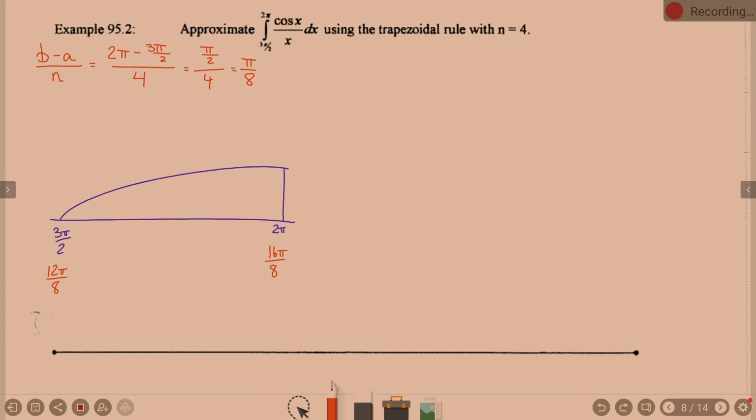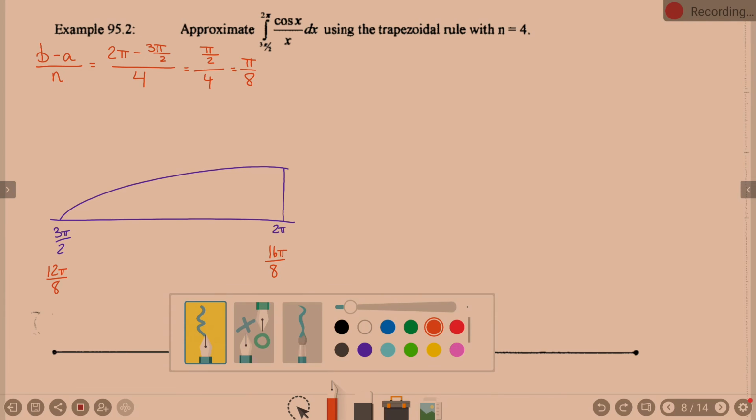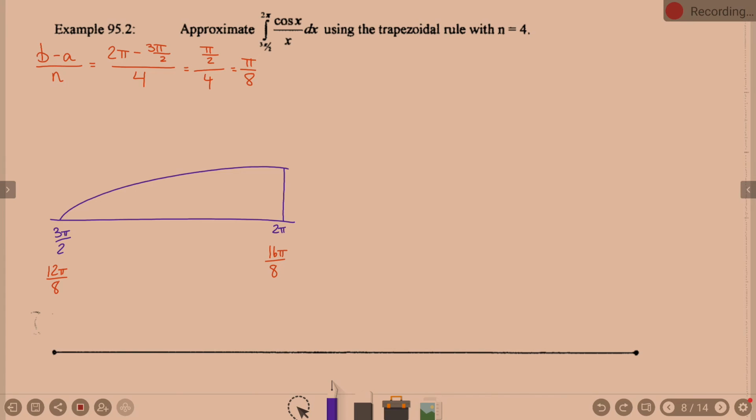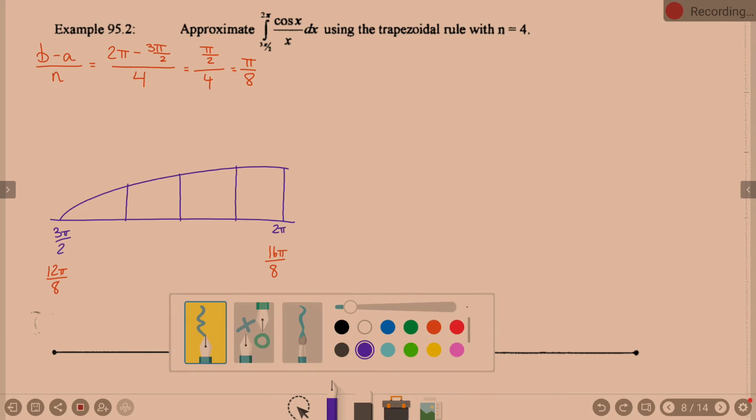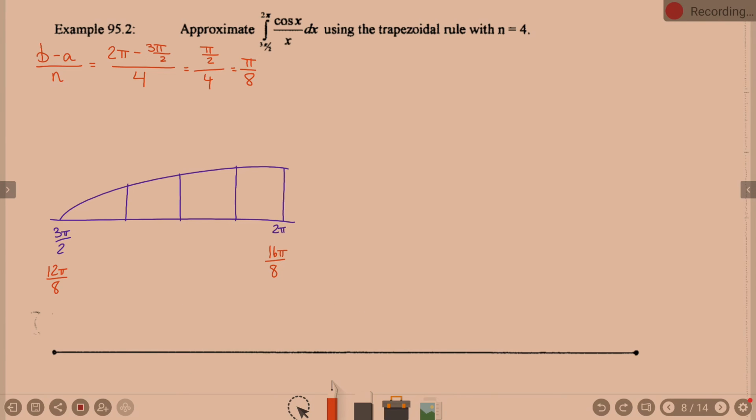16 pi over 8? And if we are breaking this up, if you recall, into 4 pieces, well, if this is 12 and this is 16, what are each of these pieces? 13 pi over 8, 14 pi over 8, 15 pi over 8, and 16 pi over 8? It's doable, right?